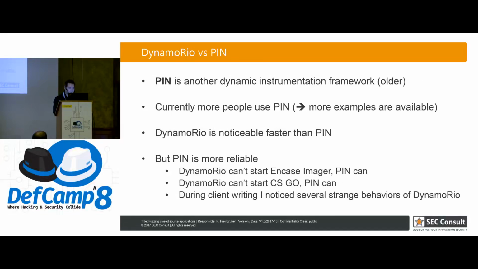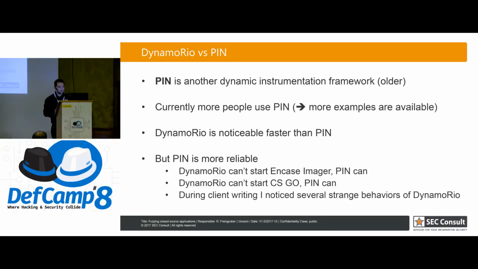There's also a second framework, as already mentioned, which is Pin. The main difference for me is that Pin is the older framework, so more people are using Pin, and Pin is also more reliable. But DynamoRIO is noticeably faster. You really notice the difference that DynamoRIO is much faster at starting up the application, which is good during fuzzing.